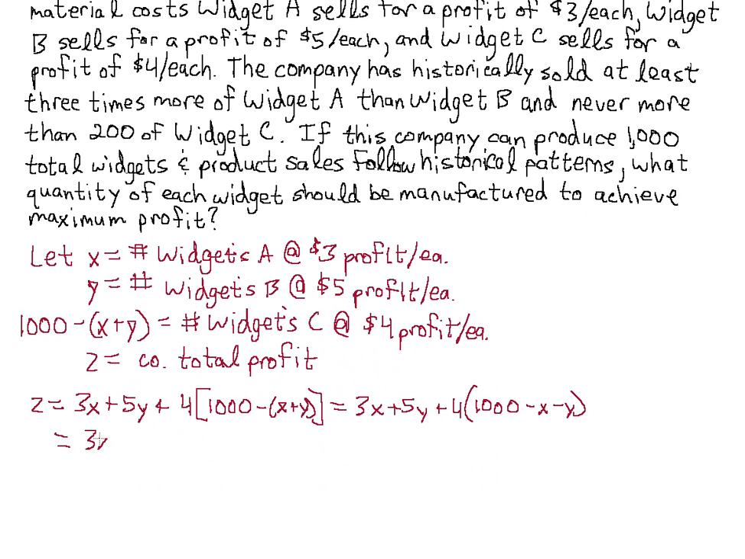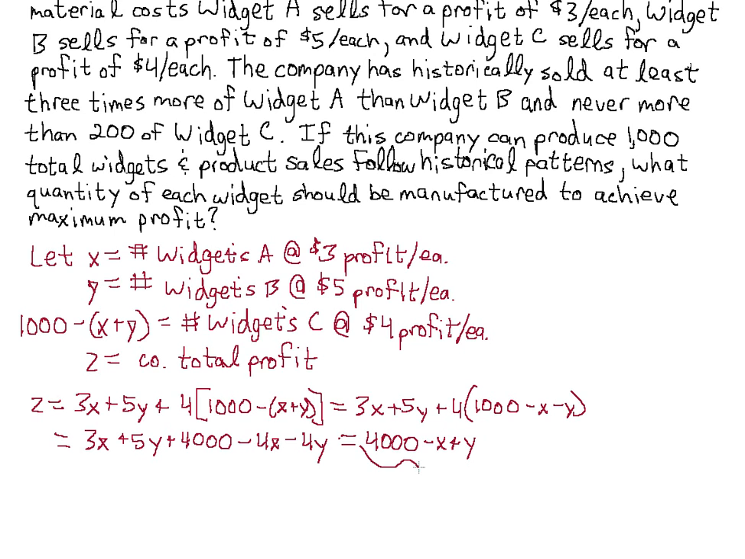All right, let's go ahead and further simplify. So we have 3x plus 5y, and we can go ahead and distribute this 4 into the parentheses. So we have 4,000 minus, plus and a negative will give us a negative 4x minus 4y. We can go ahead and combine like terms. Let's go ahead and write 4,000 since it's a positive number. 3x minus 4x is just minus 1x, and 5y minus 4y gives us a positive y.